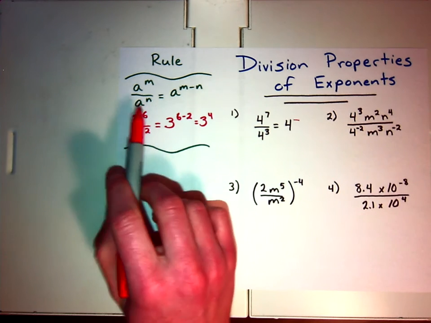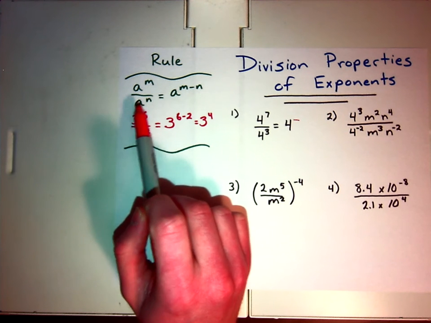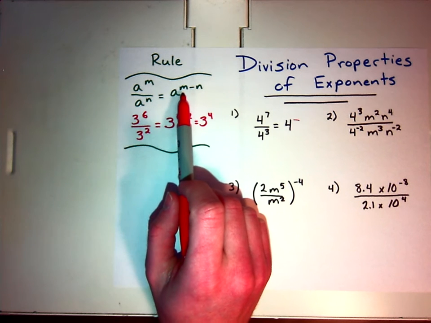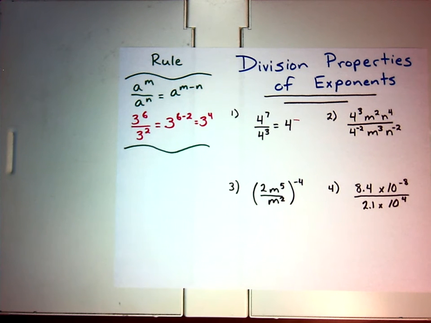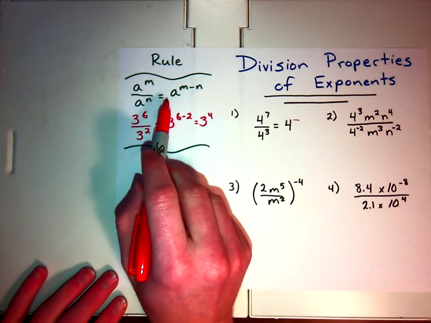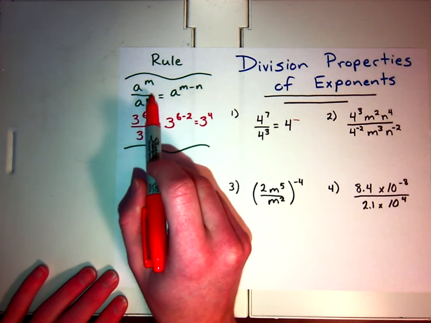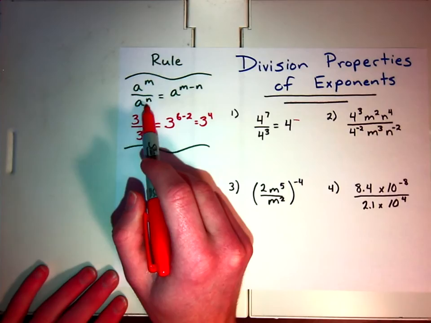So if we look at the rule here, when we have the same base being divided by something with the same base, instead of adding, you're going to say m, so whatever that exponent is, minus the other exponent. When we're multiplying, you added the exponent values. But when we're dividing, you're doing the opposite. You're going to subtract them. I know this example shows moving the denominator to the numerator, but you can actually do it either way, and whichever one is larger.